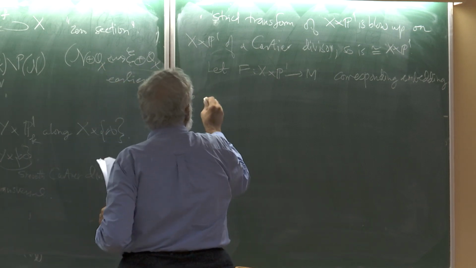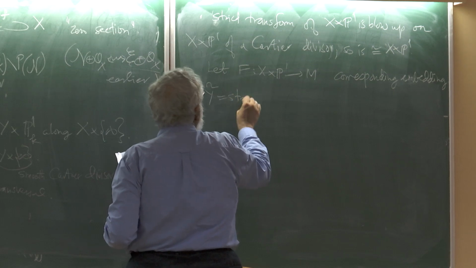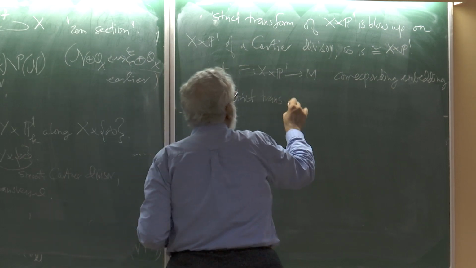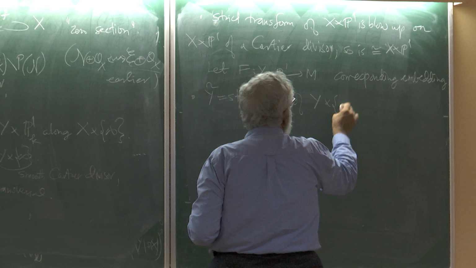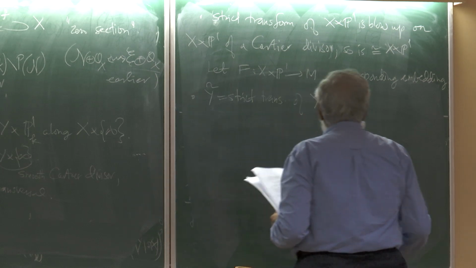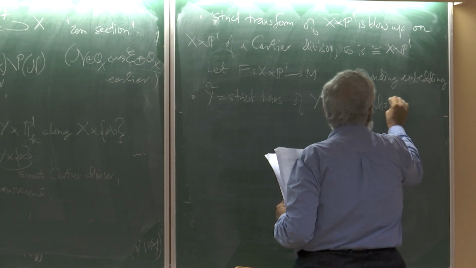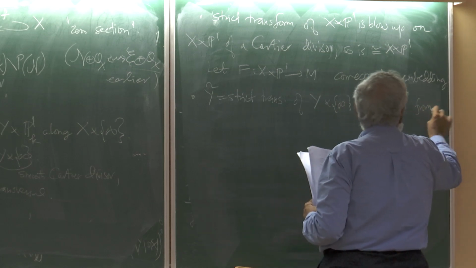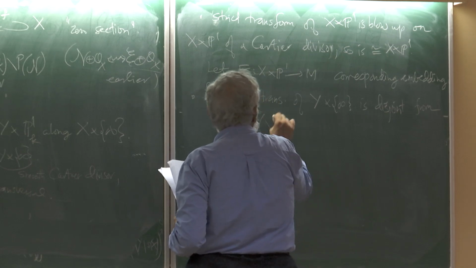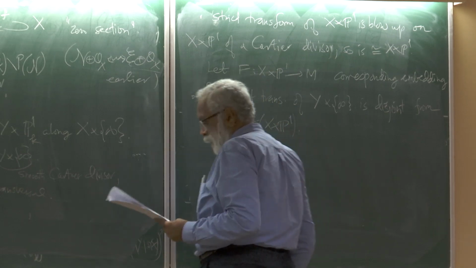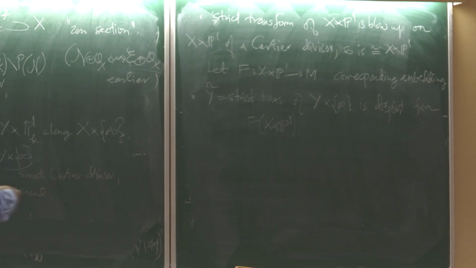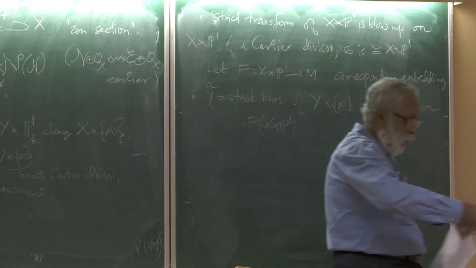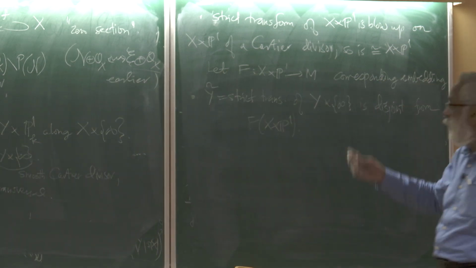And the second point is that Y tilde, the strict transform of Y cross infinity, is disjoint from F of X cross P1. Well, I had these two things which intersected transversally and I blew up the intersection. So of course, when you blow up two things meeting transversally along the intersection, they become disjoint in the blow-up, which is what you're saying here.